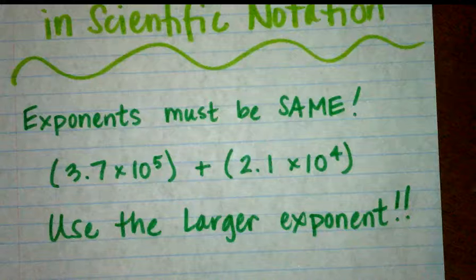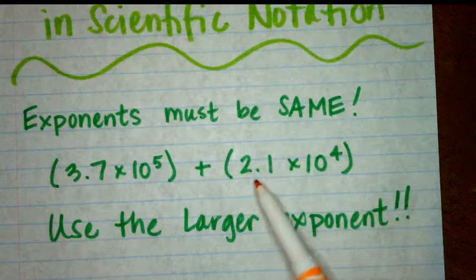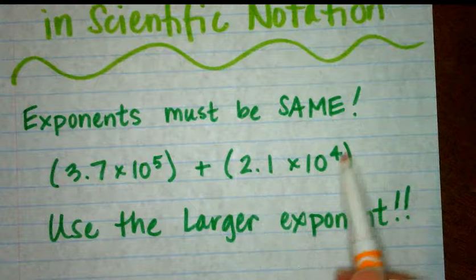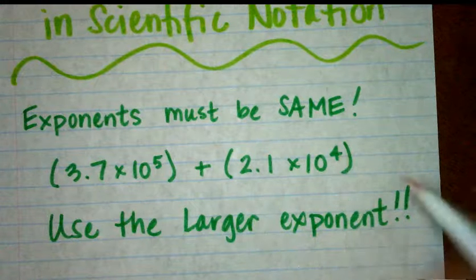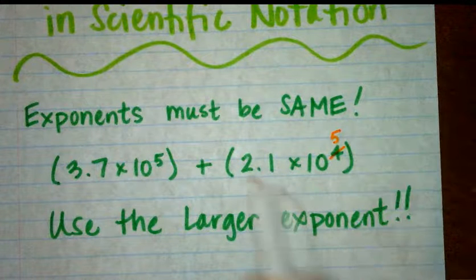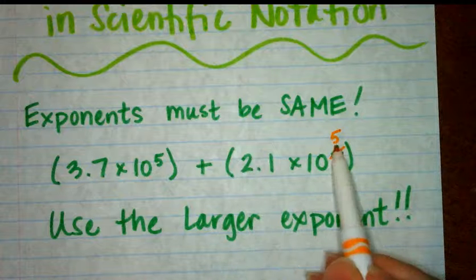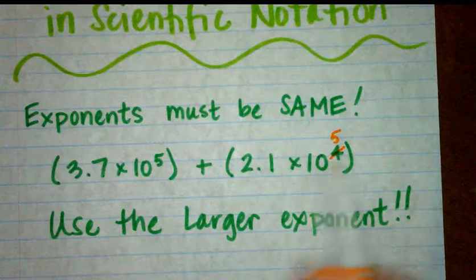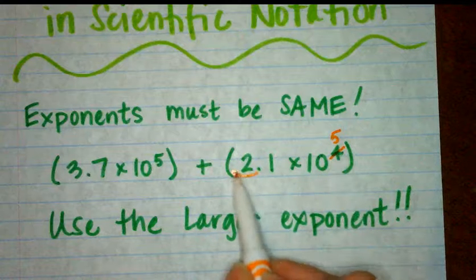Now, in multiplying and dividing, I mentioned that at the end you had to make sure that your answer was between 1 and 10. And if you move the decimal over here, you have to change the exponent. This is the same thing. If I change this exponent to be a 5, I have to move this decimal.